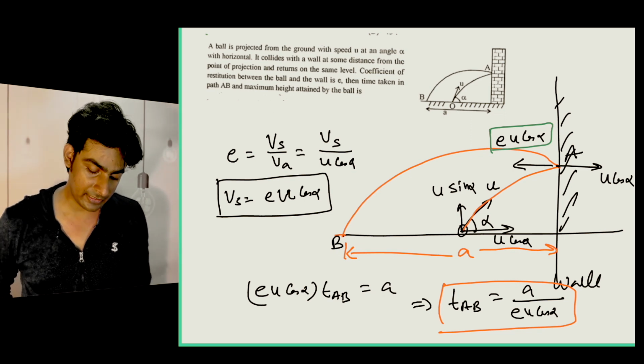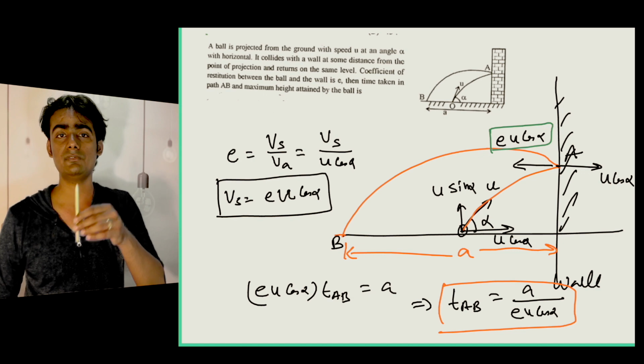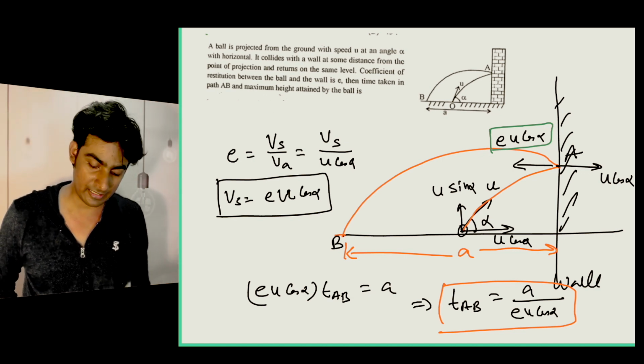Now the second question is the maximum height. Since the vertical component of the velocity is not affected by the wall, since the wall can apply only normal reaction and there is no friction, this will just go up, and the normal height formula we can use. So we have the formula for height, u squared sin squared alpha by 2g, and that's all. That's the height and that's the time. So this is question number 3.